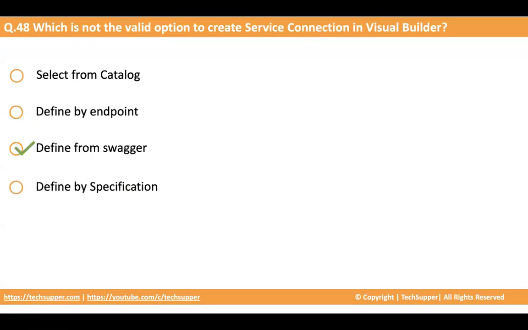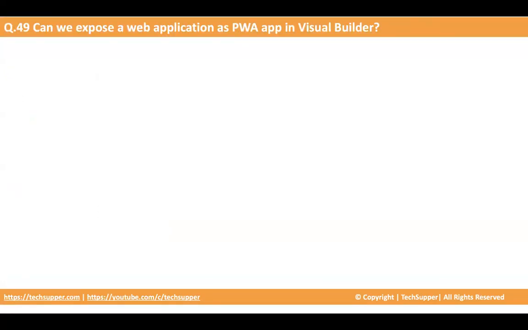Okay, let's get into the next question. Can we expose a web application as a PWA app in Visual Builder? Progressive web app. Progressive web app is the application which can run on multiple systems, multiple devices, be it desktop, Android phone, iOS. Can we expose a web application as PWA app in Visual Builder? Options are no and yes. The correct answer is yes. Of course, we can expose web application as a PWA with a minimal configuration.